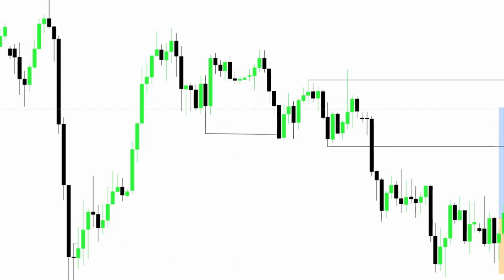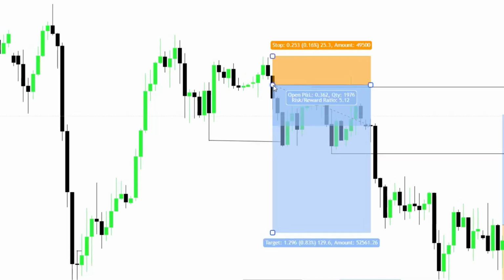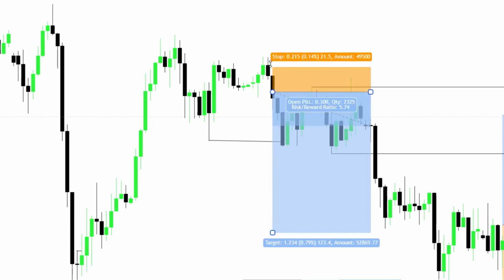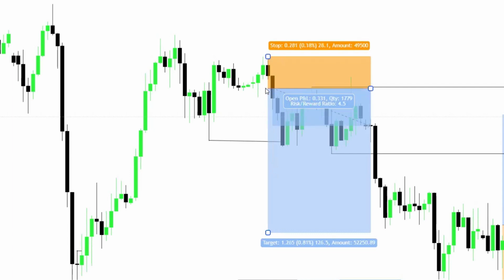So let's assume you enter this trade inside this imbalance. Where should you place your stop loss? The answer is above this high that causes the shift in market structure.